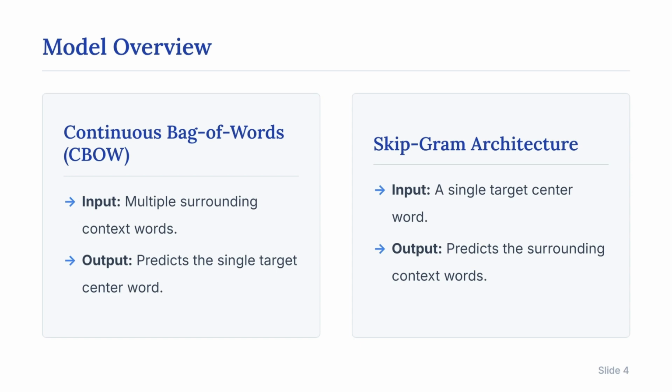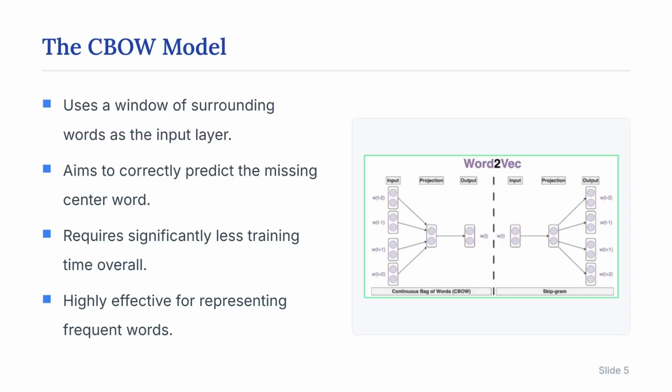Now that we have a high-level understanding, let's dive deeper into each model, starting with CBOW. Now let's go deeper into the first model, CBOW, which stands for Continuous Bag of Words. The main idea is simple. We use the surrounding context words to predict the center word. Let's take a concrete example.